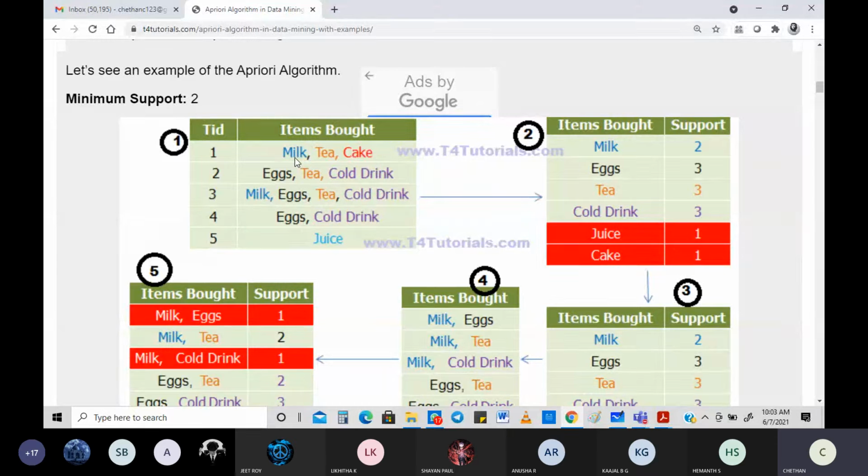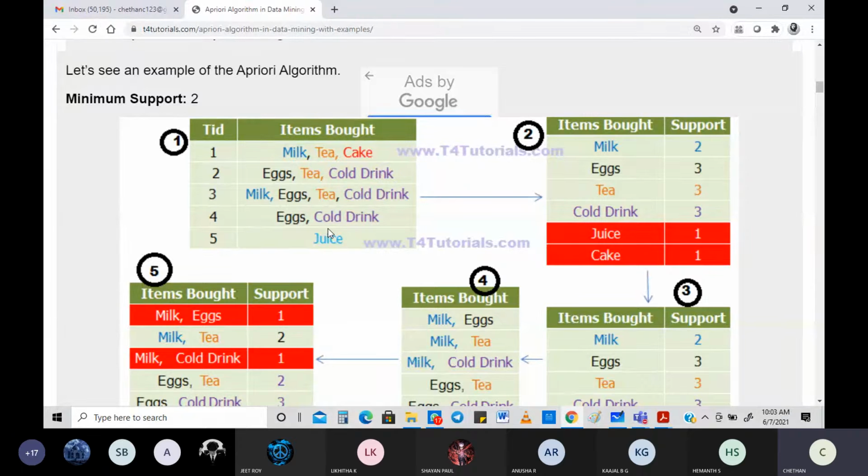What is my first step? My first step is to make sure that I segregate all these items, taking one at a time and how many times they are repeated. Based on that, I need to take that. That's my first step. Even in the algorithm, you're going to do the same thing. You need to keep that in mind. What is the algorithm? You can look into this example.